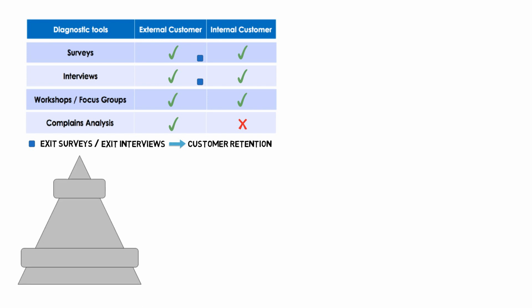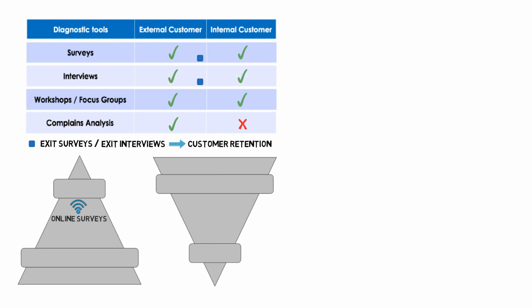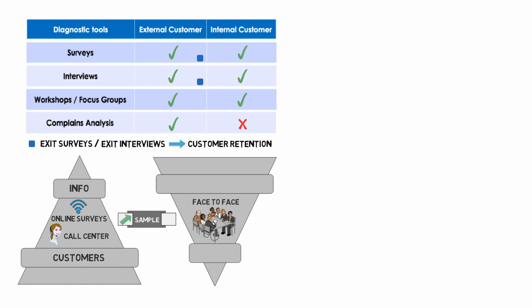Depending on the number of customers you want to reach, some methods might be better suited than others. Online surveys and phone interviews via call center will allow you to collect information from more customers and therefore give you a greater representative sample, while face-to-face interactions will produce more detailed information per customer, but the number of reached customers and your sample is limited.